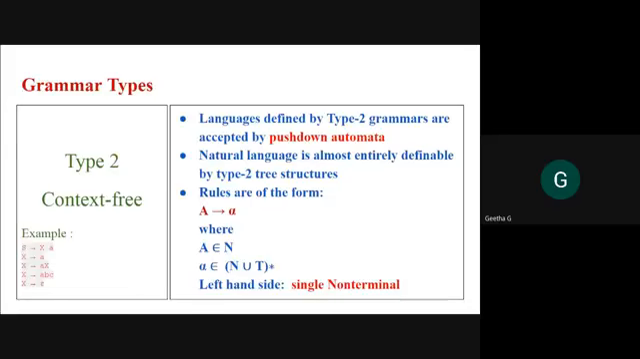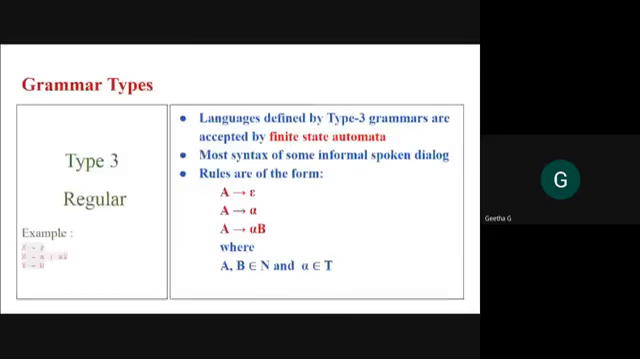So let me see the last one, type 3 grammar. This is for regular languages, which you have already completed. Regular language, finite automata, finite state automata. The grammar will generate regular languages because it is a regular grammar, regular language, finite automata.